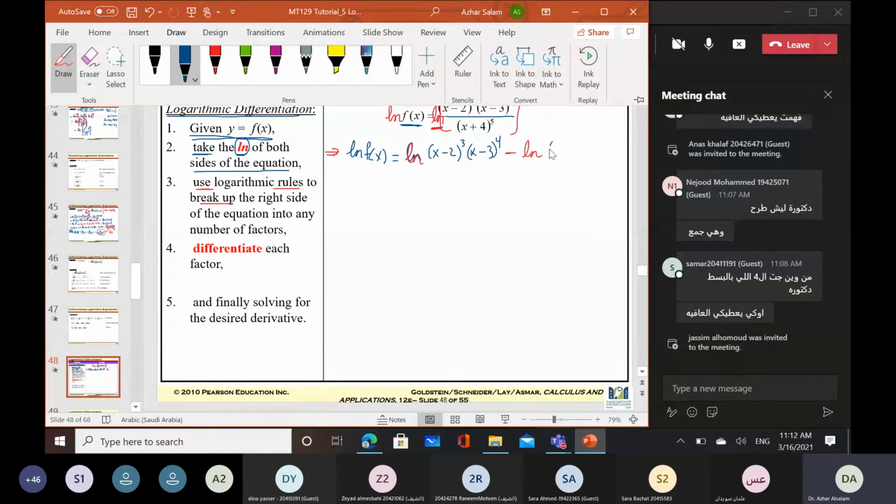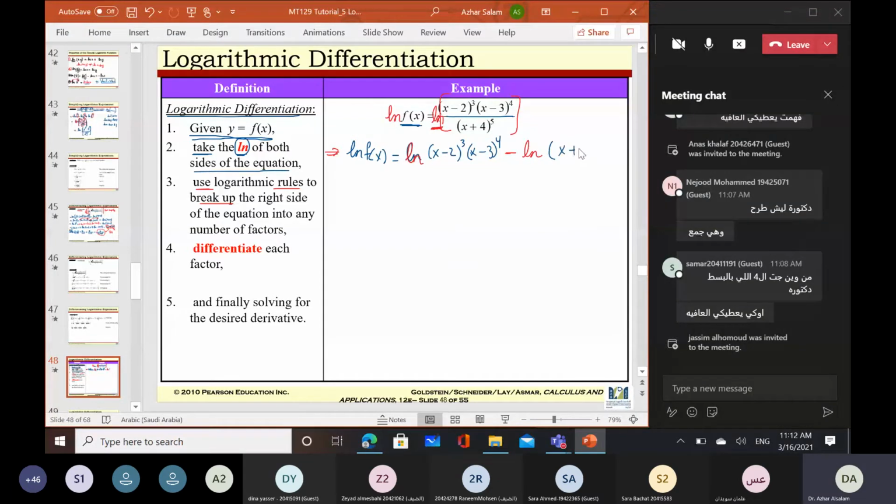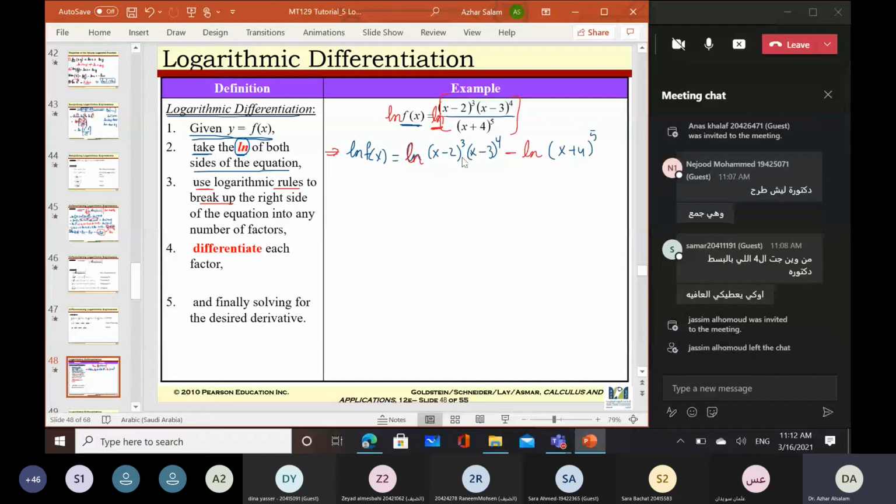minus ln of x plus 4 to the power 5. Now I will break that into two logarithms. The ln of a product is ln plus ln. So this is also equal to ln of x minus 2 to the power 3 plus ln of x minus 3 to the power 4, and the same, minus ln of x plus 4 to the power 5.